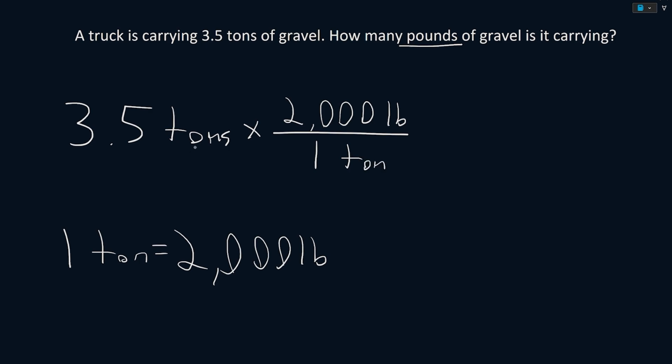Multiplying through this, we see that the tons cancel and leave us with pounds. So solving this, we get that 3.5 tons is equivalent to 7,000 pounds.